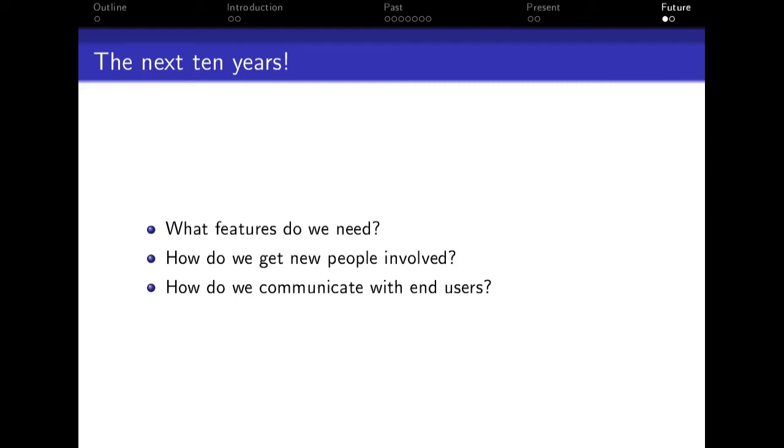We seem to be doing a really good job at staying relevant. The whole container thing crops up, and I've got a room full of talks on how to do containers and why we can do this. We need to get new people involved. I've got a slide here where we'll talk about that a little bit. And how do we communicate with end users?